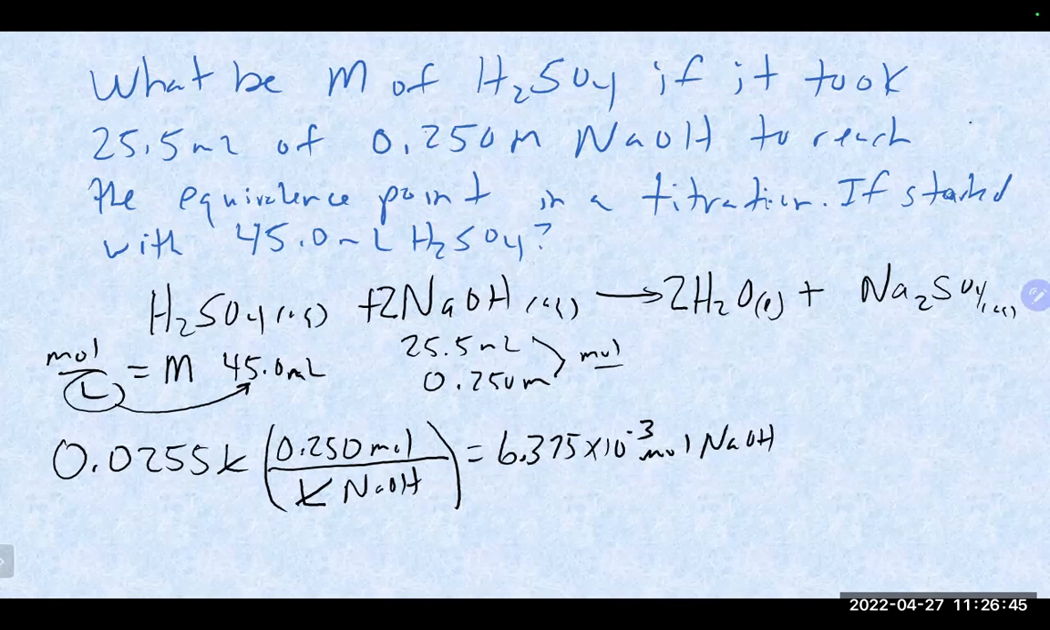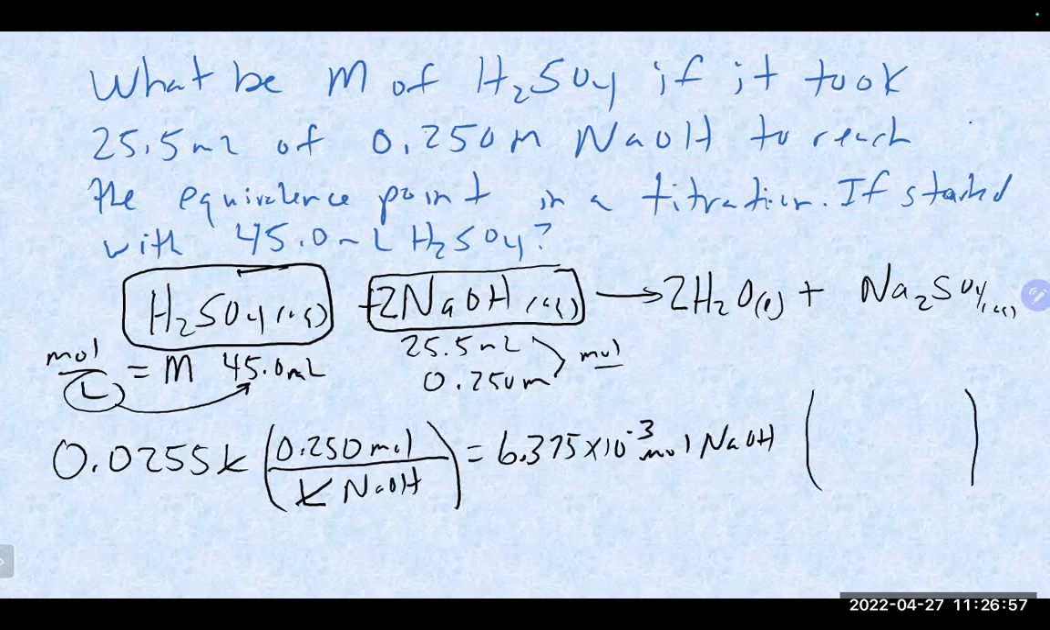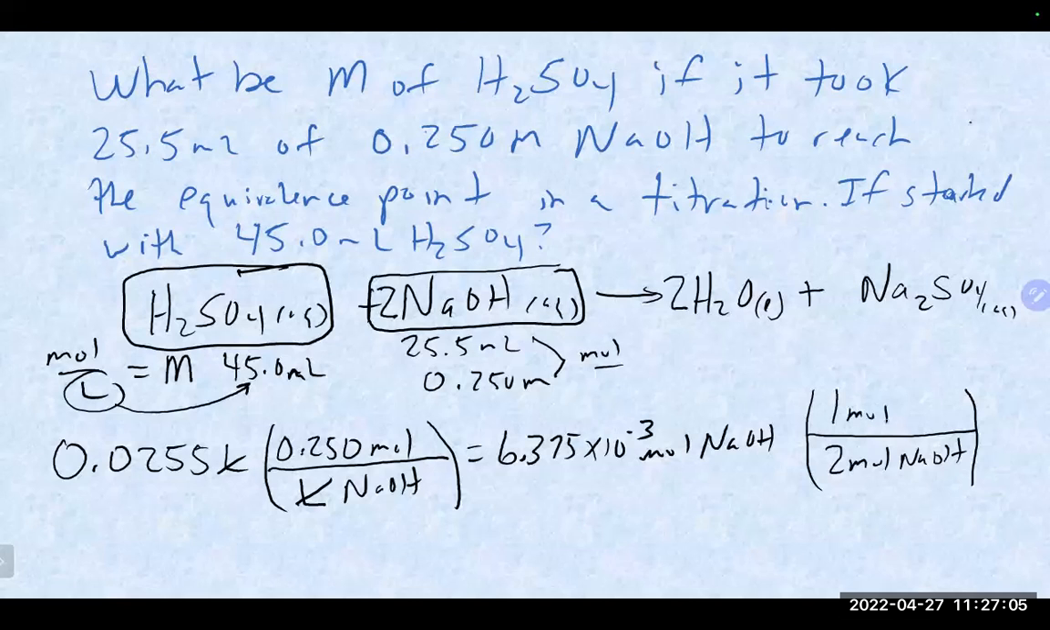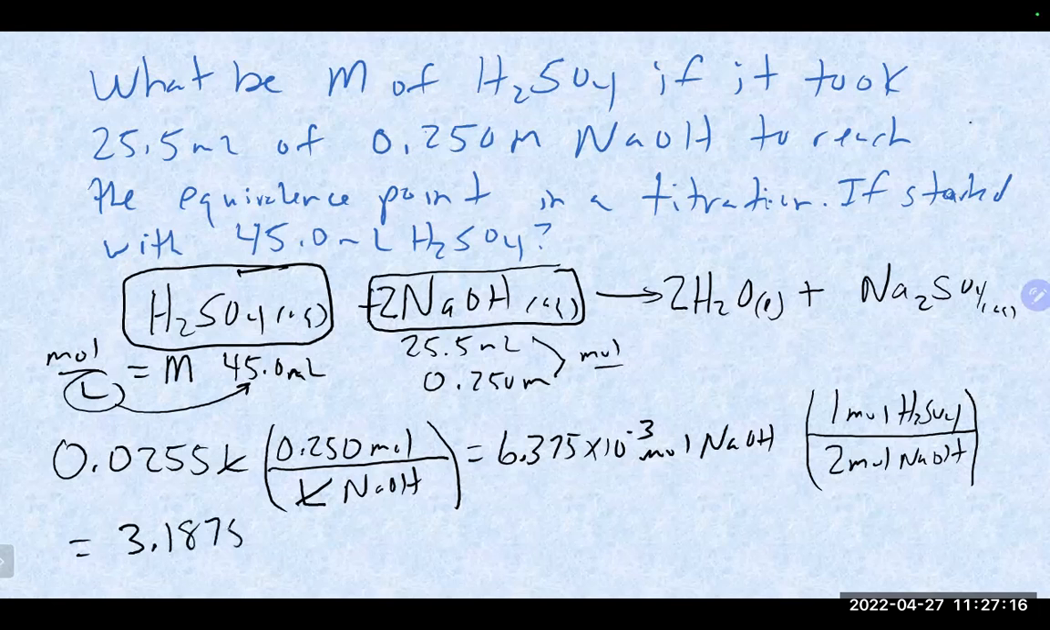Here, we're now going to use stoichiometry to go from sodium hydroxide, which we're not interested in, to sulfuric acid. And we can see from the equation, it's a 2-to-1 relationship. So we want to get rid of the sodium hydroxide. So that needs to go on the bottom. So that would be 2 moles of sodium hydroxide and 1 mole of our sulfuric acid. That is going to get us divided by 2, 3.1875 times 10 to the -3 moles of our sulfuric acid. Any questions on that so far?